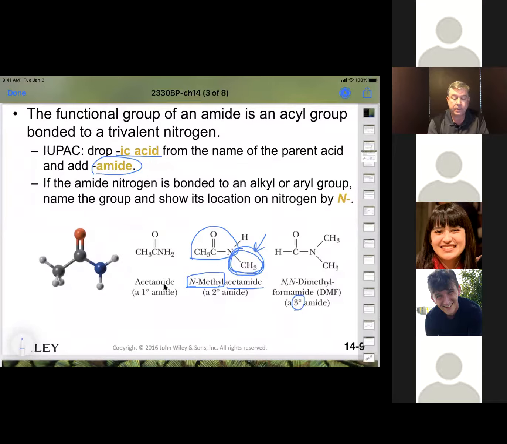I forgot to say, you drop the ic acid and add the word amide. Actually, it's oic acid. So acetamide in this case, or butanamide. And if you have two of these on there, you have to show two of them: N,N-dimethylformamide. This is formic acid, one of the simplest carboxylic acids we have, and so it's dimethylformamide. You have to have three things attached to nitrogen, so it can be two hydrogens, one hydrogen, or no hydrogens at all.